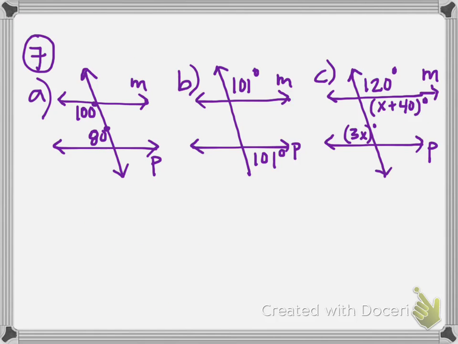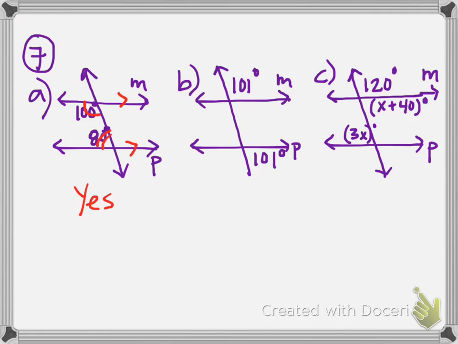Number 7 wants to know for each of these 3 cases, are the 2 lines M and P parallel or not? So in order for them to be parallel, we know some stuff about the angles formed by parallel lines and transversals. If you pick any 2 angles, they will either be congruent or supplementary. You just need to make sure you know which one. So on part A, the 100 and the 80, those represent same side interior angles. Same side interior angles are always supplementary. Since these 2 add up to 180, we can say yes, these 2 lines are parallel.